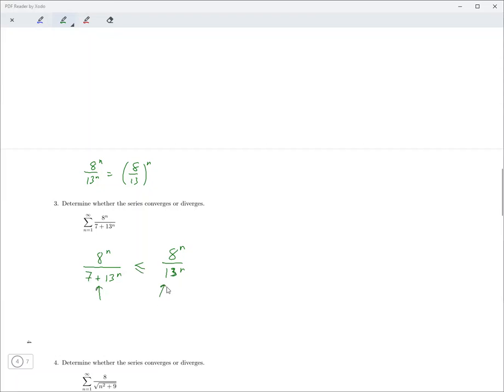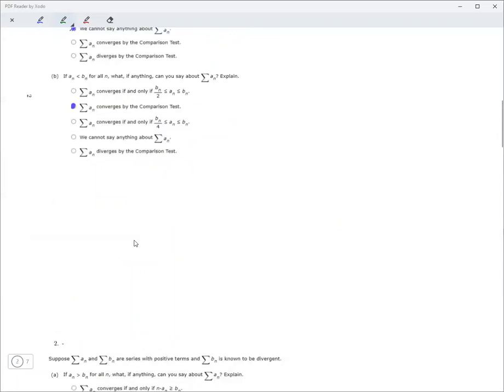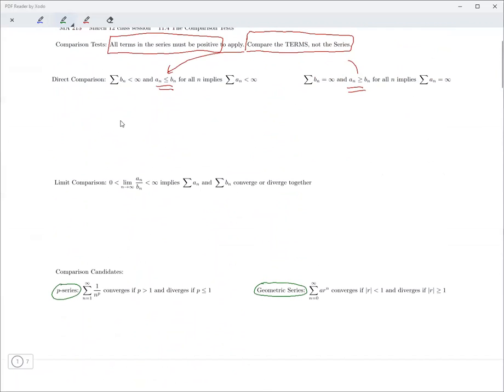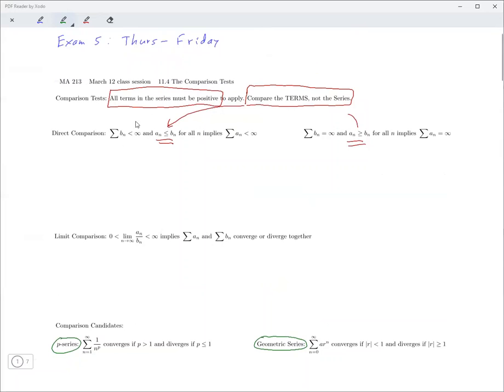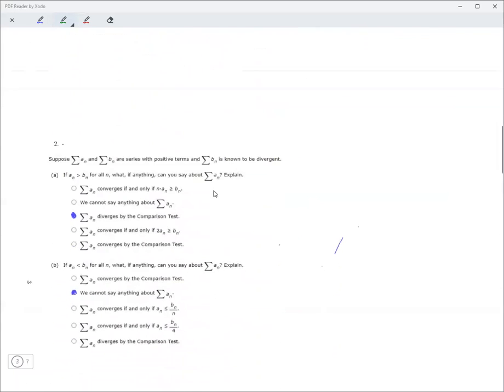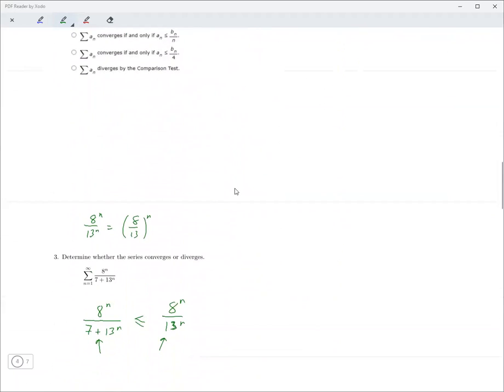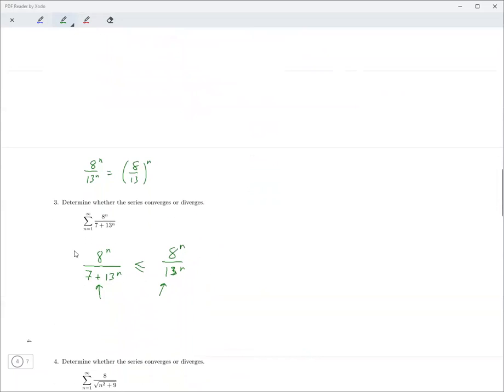And then in this case, if you look back up at the direct comparison, this is the A sub n, and this is B sub n. You're comparing the terms. You're not comparing this series and this series. You're comparing the terms. If A sub n is this, B sub n is that.